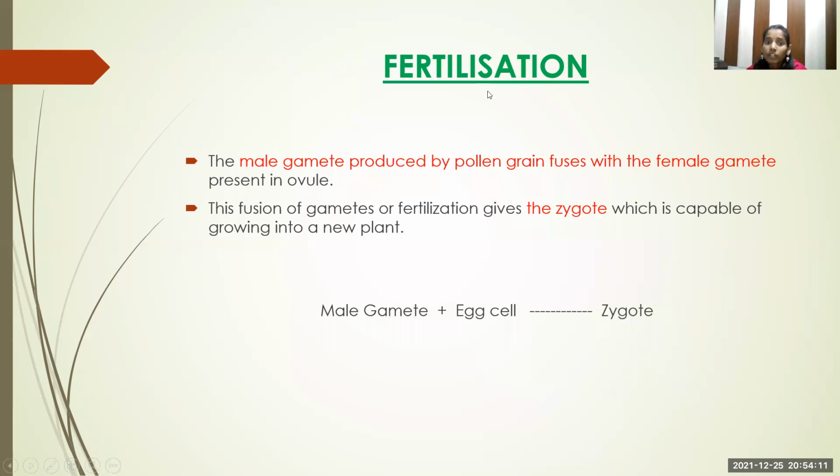Okay, so what is fertilization? The male gamete produced by pollen grain fuses with the female gamete present in ovule. This fertilization gives rise to zygote, which is capable of growing into a new plant. So what is fertilization? It is the fusion of male gamete and egg cell giving rise to zygote.